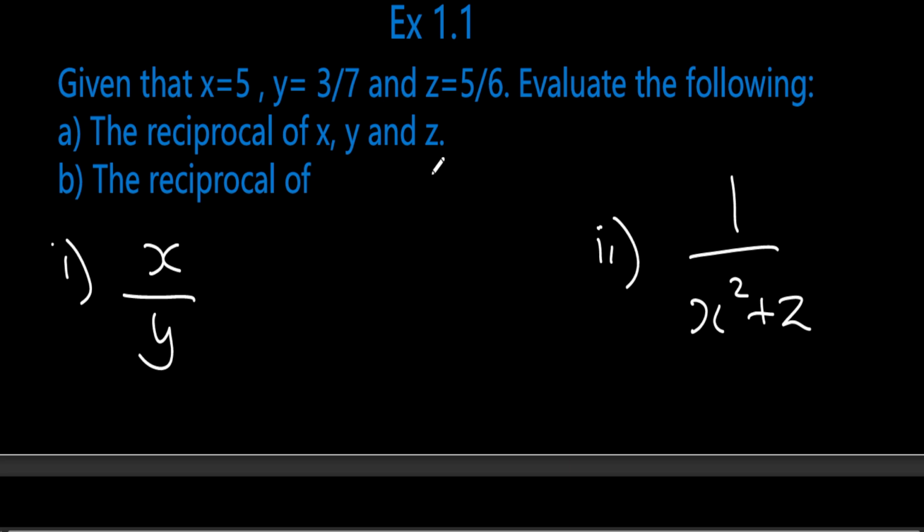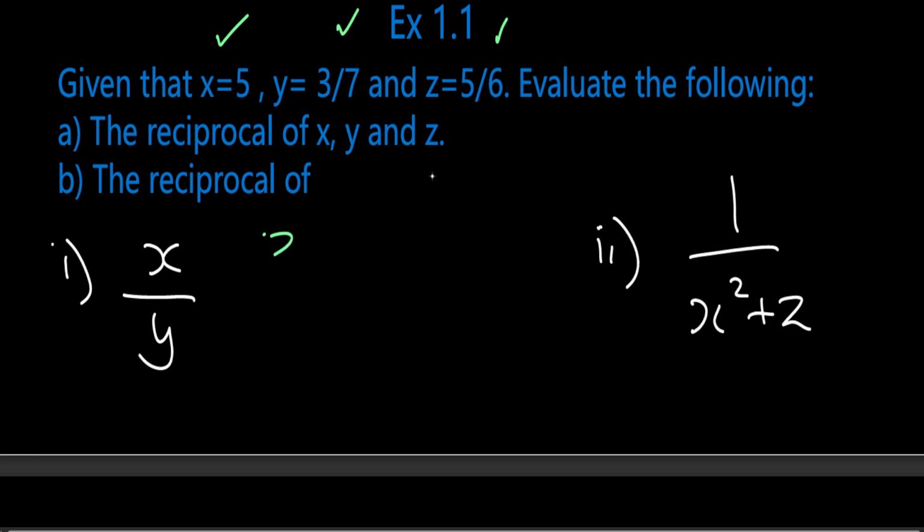Now this is exercise 1.1, which you can pause and do by yourself, and maybe you can get something from it. Now the question says, given that x equal to 5, y equal to 3/7, and z equal to 5/6, evaluate the following. Question A, the reciprocal of x, y, and z. Then question B is asking you to evaluate the reciprocal of x plus x over y into 1 over x squared plus z. So basically, let's try it and answer these 3 questions.